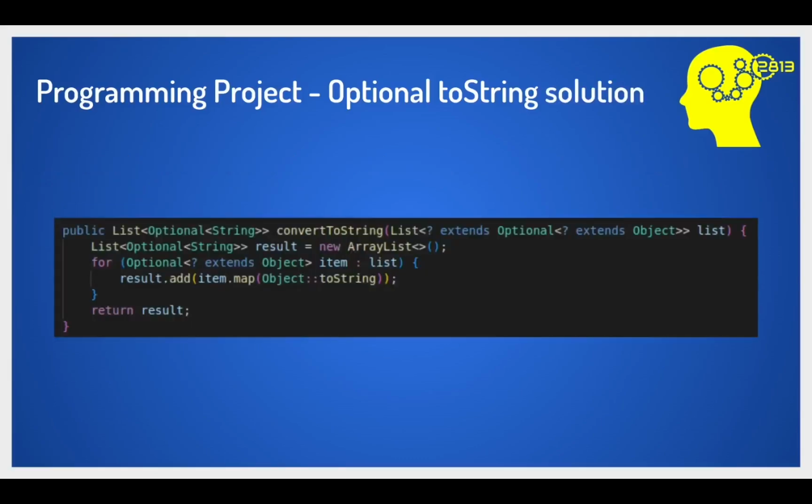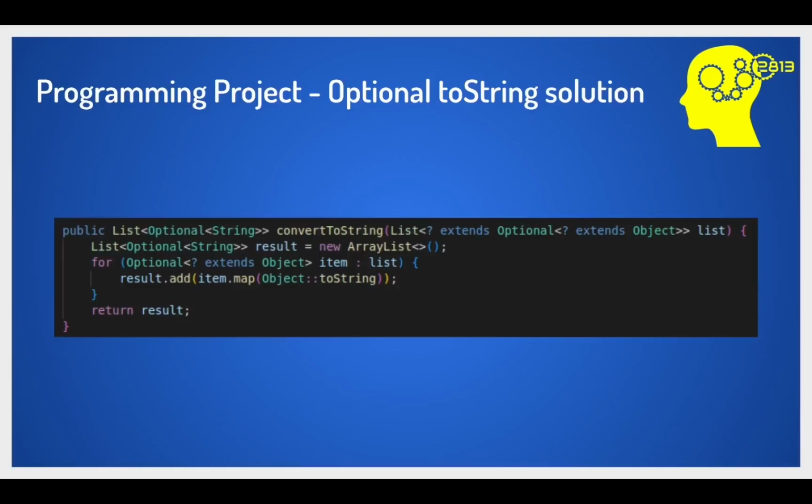Okay, now let's take a look at the solution for this project. So we have a method called convertToString, and it has a return type of list of optional strings. And we also take in a list of optionals of any subtype of object. So now inside the method, we create a new ArrayList called results, and that will be the same type as the return type.